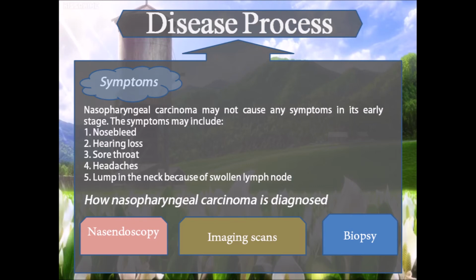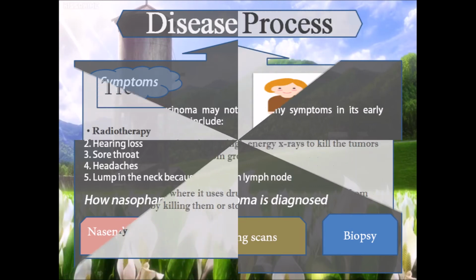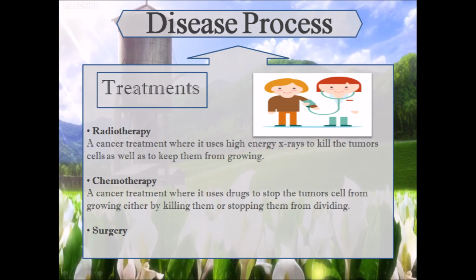Imaging scans such as MRI or CT scan, as well as biopsy. The treatments for nasopharyngeal carcinoma are radiotherapy, which uses high-energy X-rays to kill the tumor cells as well as to keep them from growing; chemotherapy, which uses drugs to stop the tumor cells from growing either by killing them or stopping them from dividing; as well as surgery.